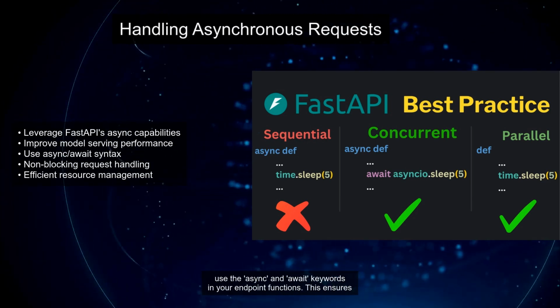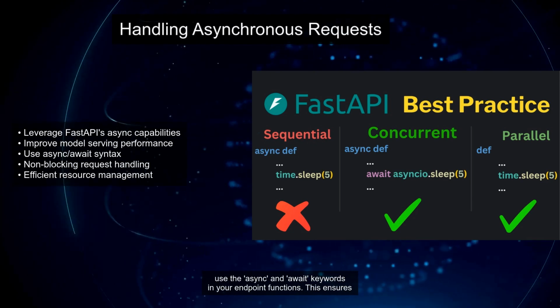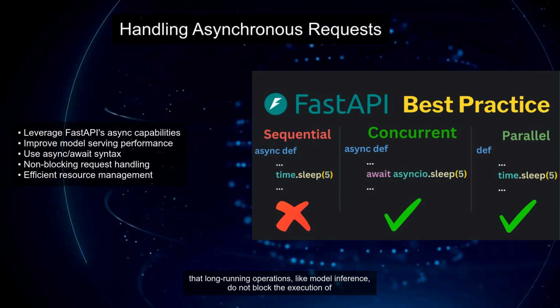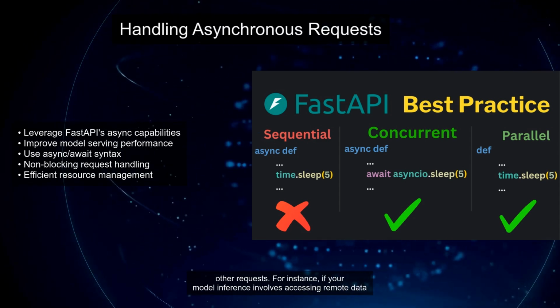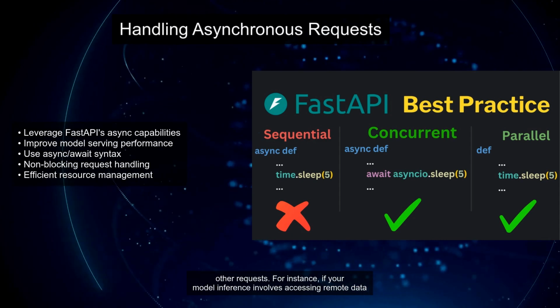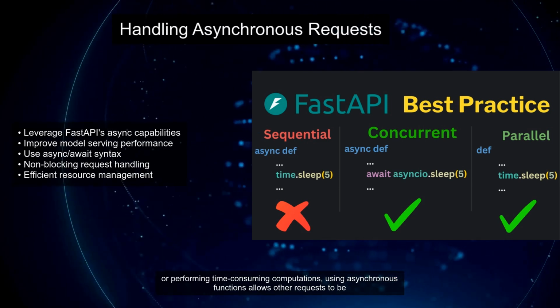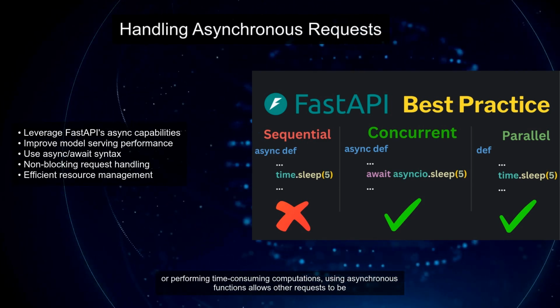This ensures that long-running operations, like model inference, do not block the execution of other requests. For instance, if your model inference involves accessing remote data or performing time-consuming computations, using asynchronous functions allows other requests to be processed simultaneously. Here's an example of how you might use async functions in a FastAPI app.